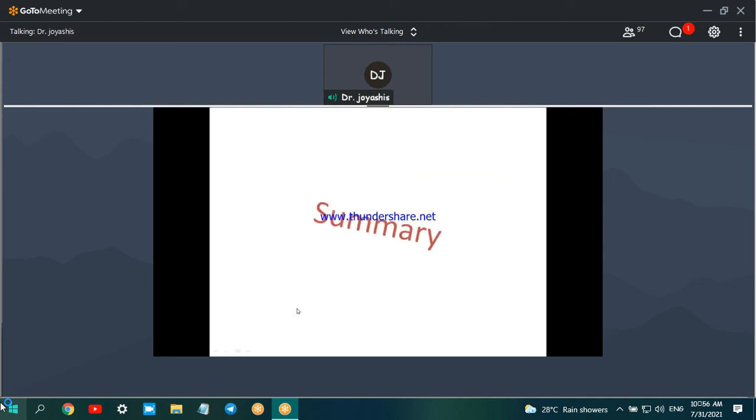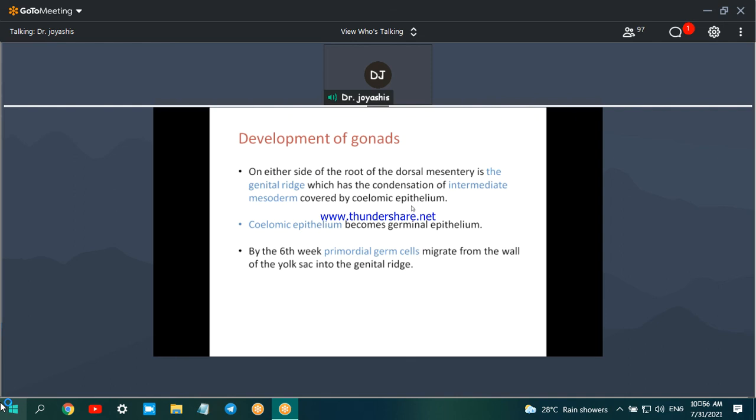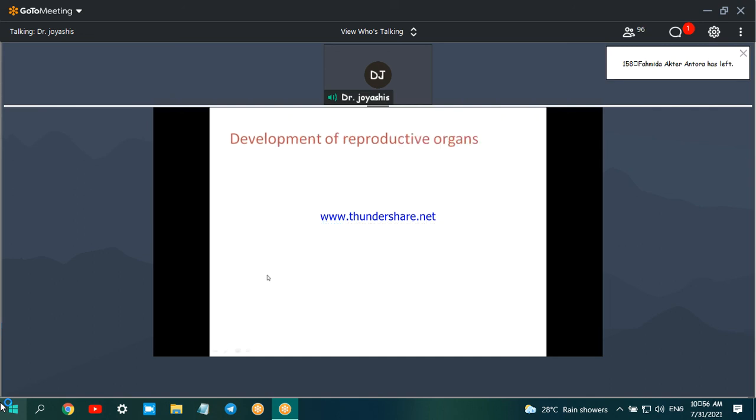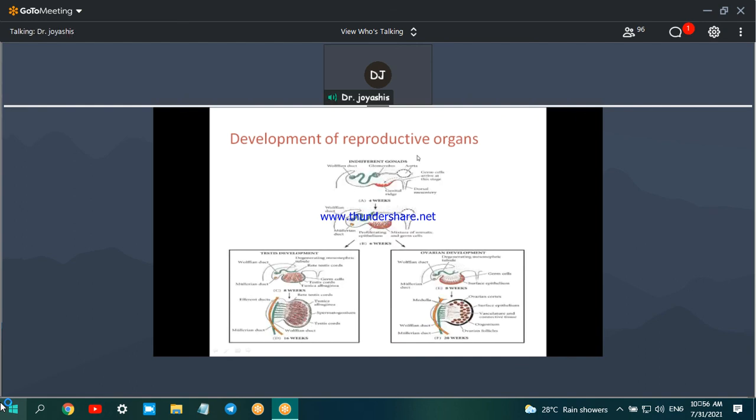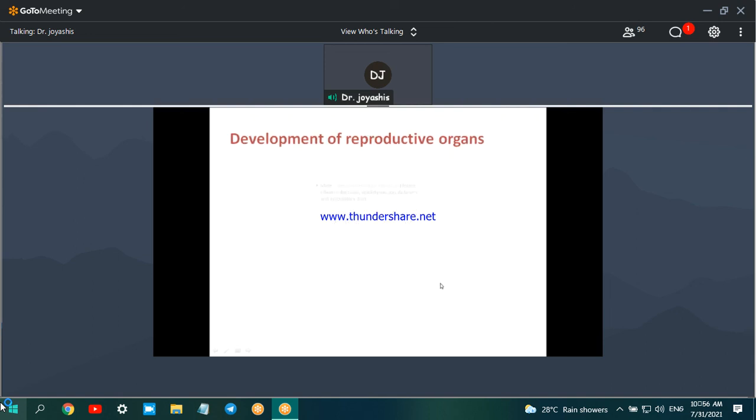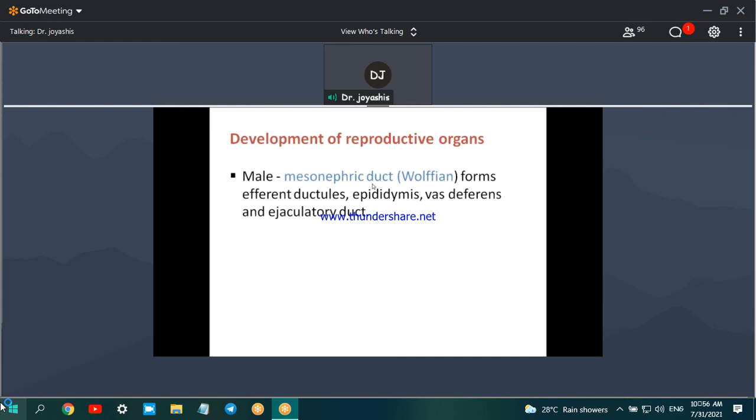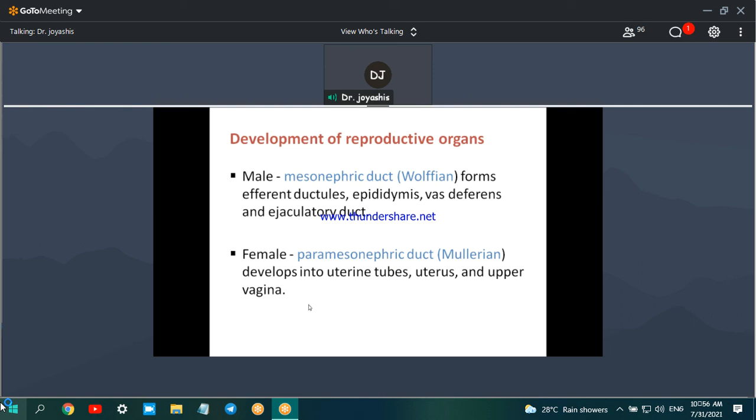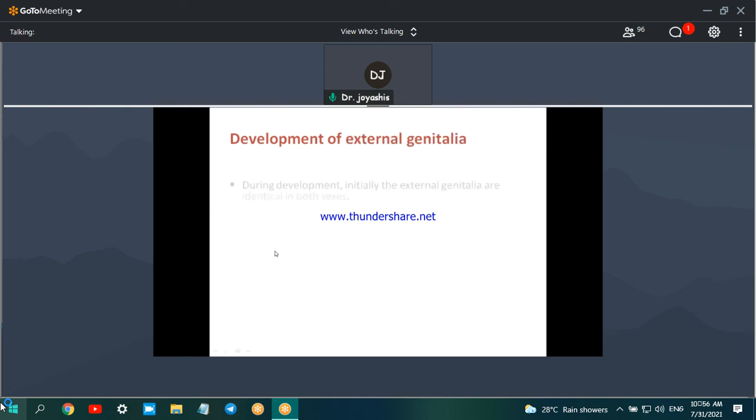So, development of gonads on either side of the root of the dorsal mesentery: the genital ridge, which has a condensation of intermediate mesoderm covered by coelomic epithelium. Coelomic epithelium becomes germinal epithelium, and in the sixth week primordial germ cells migrate from the wall of the yolk sac. In males, the mesonephric duct or Wolffian duct forms different ductules of the epididymis, paradidymis, and ejaculatory duct. In females, the paramesonephric duct develops into uterine tubes, uterus, and upper vagina. You should keep in mind these things.